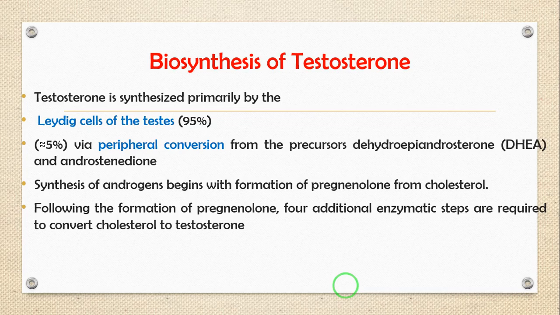The source of testosterone is two main sources. First, the Leydig cell of the testis, which synthesizes about 95% of the testosterone, the largest percentage. And we have a little contribution, about 5%, from the peripheral conversion of other androgens, for example dehydroepiandrosterone from the adrenal cortex and androstenedione also, and they can be converted to testosterone.